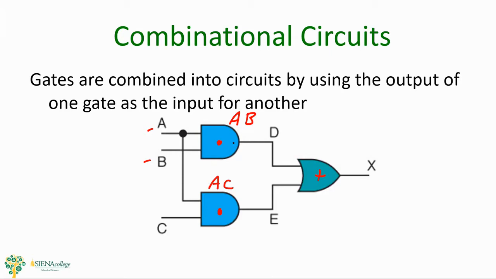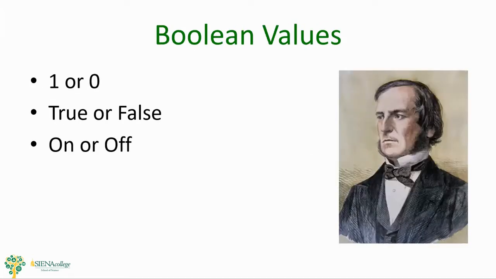The output of A and B goes into the OR. The output of A and C goes into the OR. So the final circuit result, X, is equal to A and B or A and C. As we move forward, keep in mind that Boolean values can be either 1 or 0, true or false, or on or off.